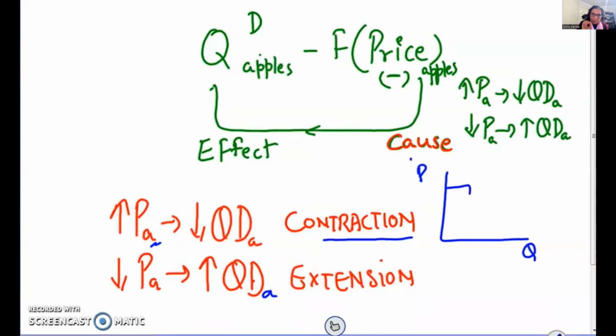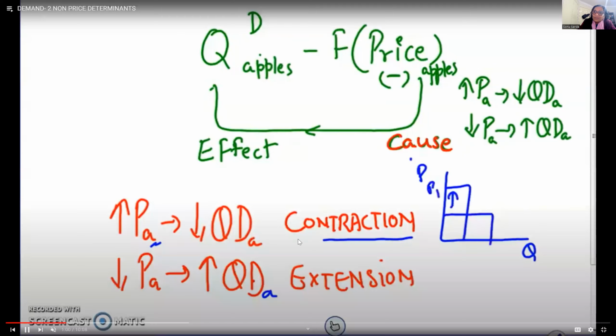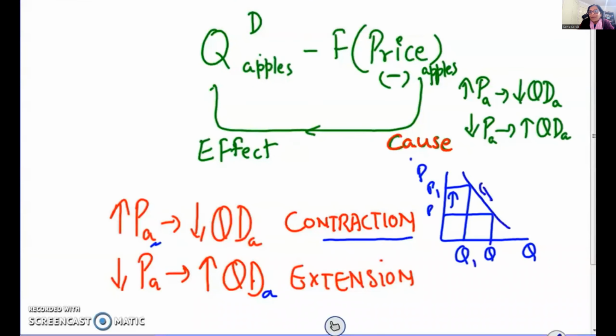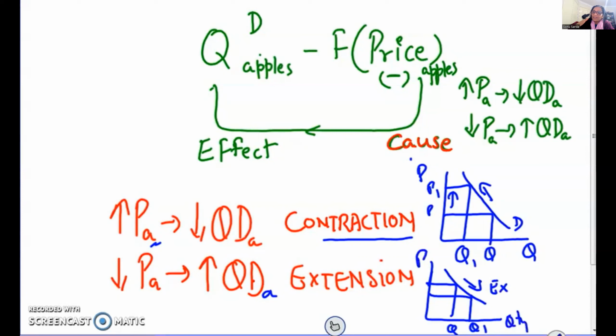Just remember, if it's the price of the good, it's a movement along the curve. So as you can see, if the price goes up from P to P1, the quantity demanded decreases, and that's what we call contraction. In contrast, it's extension: as the price of a good goes down, the quantity demanded increases. So it's a movement along. Remember, right arm at a 45-degree angle, and as you bring it back, it's extension. As you take it up, it's contraction.